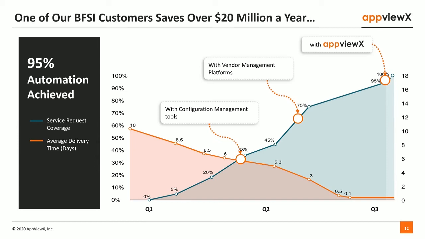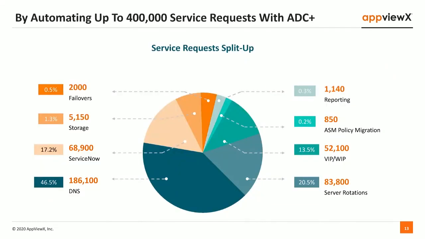So what AppViewX does is, if you are to use other tools, it basically takes you to a certain level. With AppViewX orchestration, it gets you all the way to 90-95% automation. So this is the service request split-up on what they did. There were quite a bit of server rotation requests, quite a bit of VIP creation and wide IP creation requests, and then a little bit of other requests, DNS requests and whatnot.